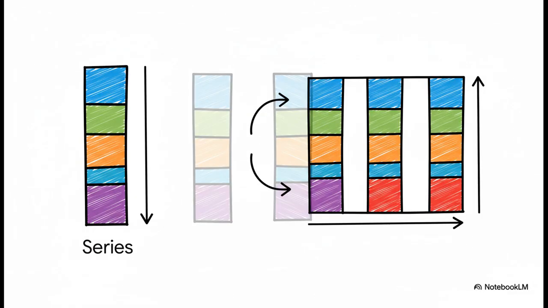So if a series is just one column, what do you call a whole table? Well, that brings us to the other core part of Pandas. While a series is one-dimensional, its bigger, more powerful sibling, the data frame, is two-dimensional. It's the full table, with both rows and columns.